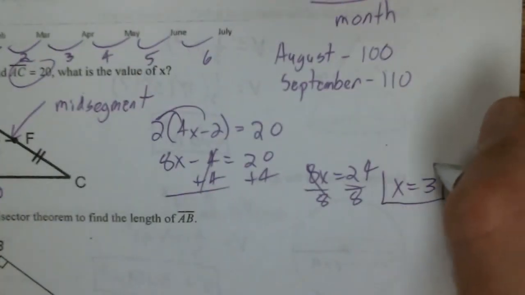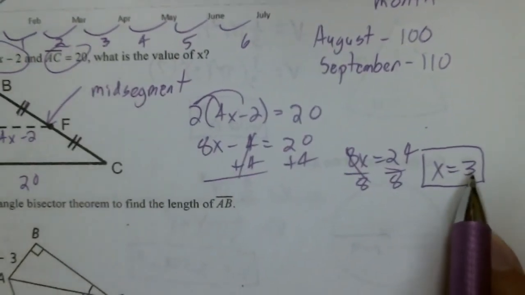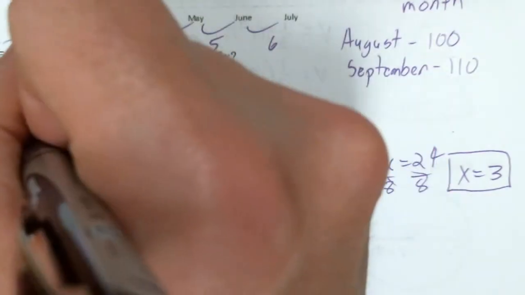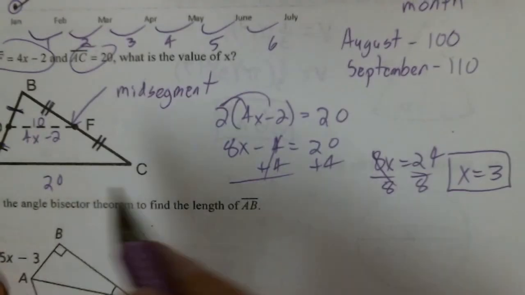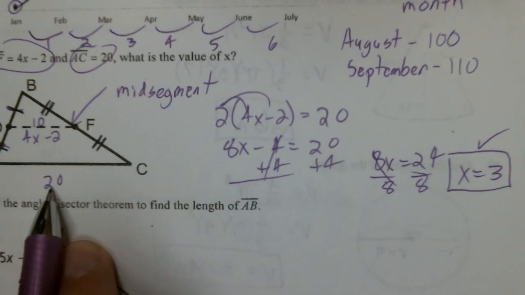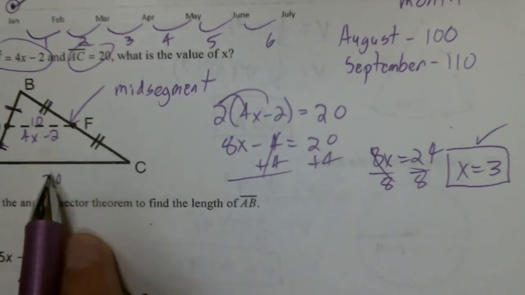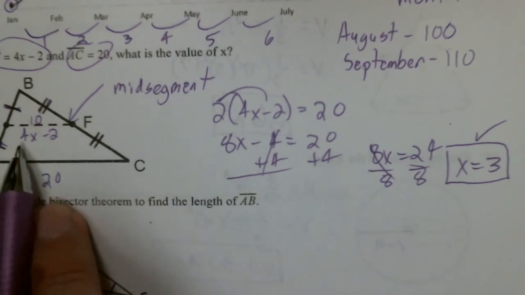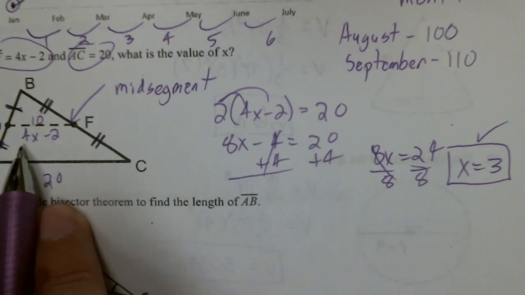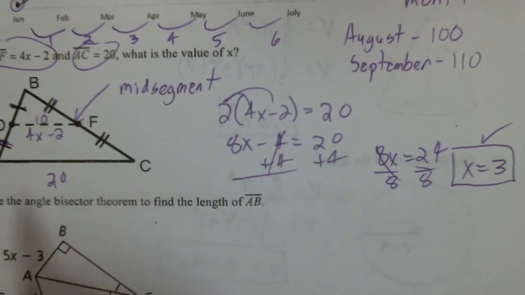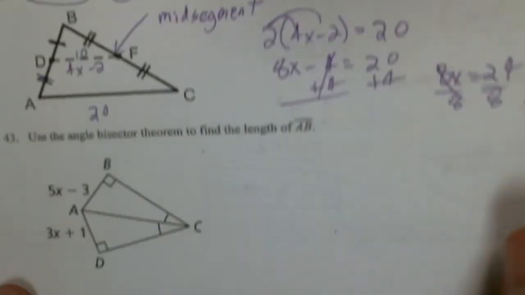Okay, don't stop there, guys. Don't stop. Plug it back in. 4 times 3 is 12. 12 minus 2 is 10. Is 10 half of 20? Yes, it is. A lot of students make the mistake of setting these two equal to each other, like they do on the angle bisector theorem or perpendicular bisector theorem. If you set these equal to each other and solve, I would add 2 to both sides. That'd be 22. 22 divided by 4 is 5.5. And when I plug that back in, this is not going to be half of that. So plug them back in to check.